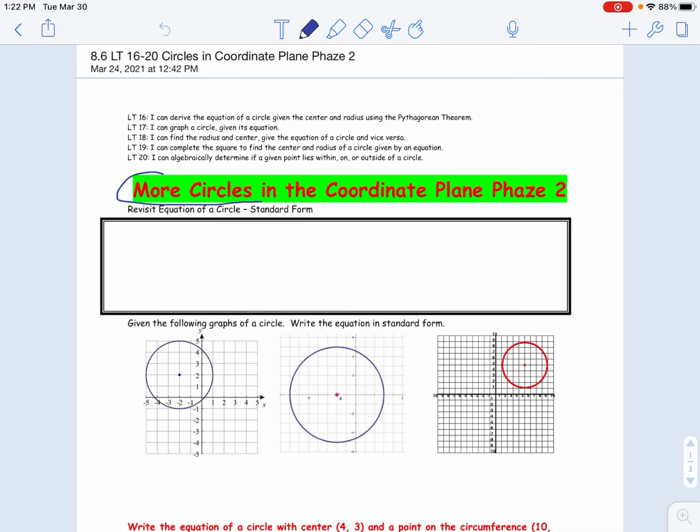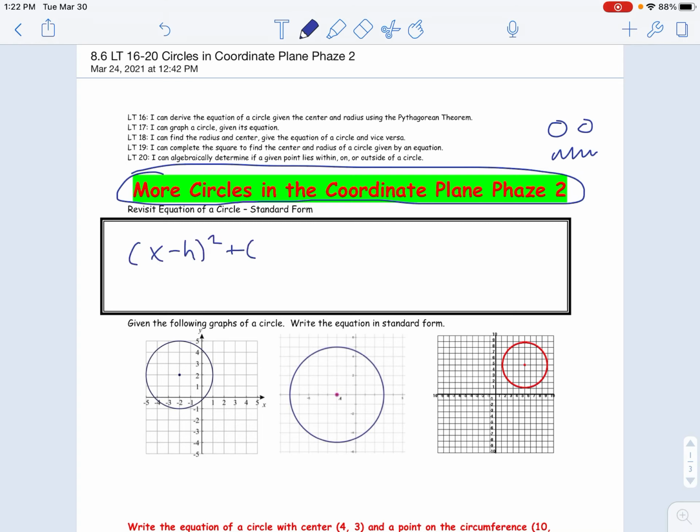Alright, so we got more circles in a coordinate plane, and it's phase 2. Be excited, yeah. Revisit the standard form of equation of a circle. (x - h)² + (y - k)² = r². The center of the circle is (h, k).